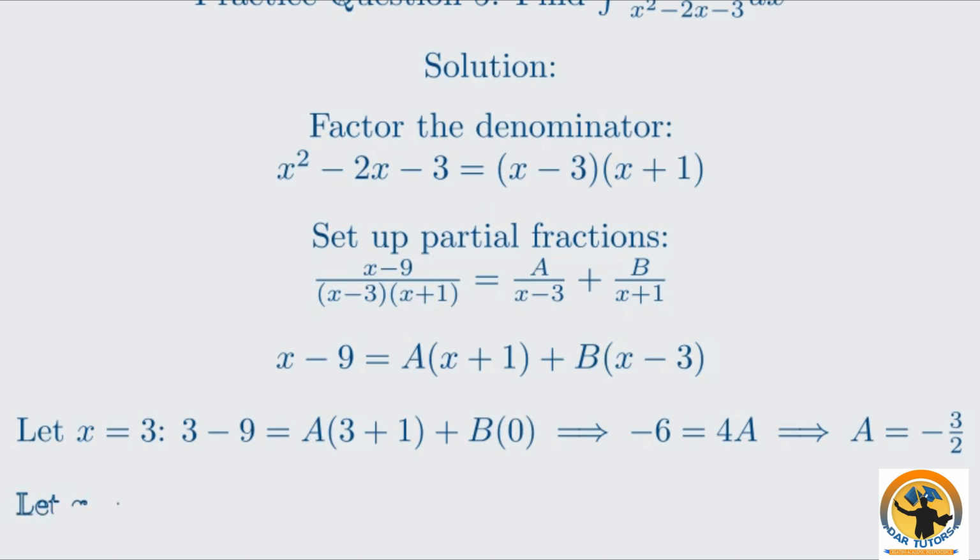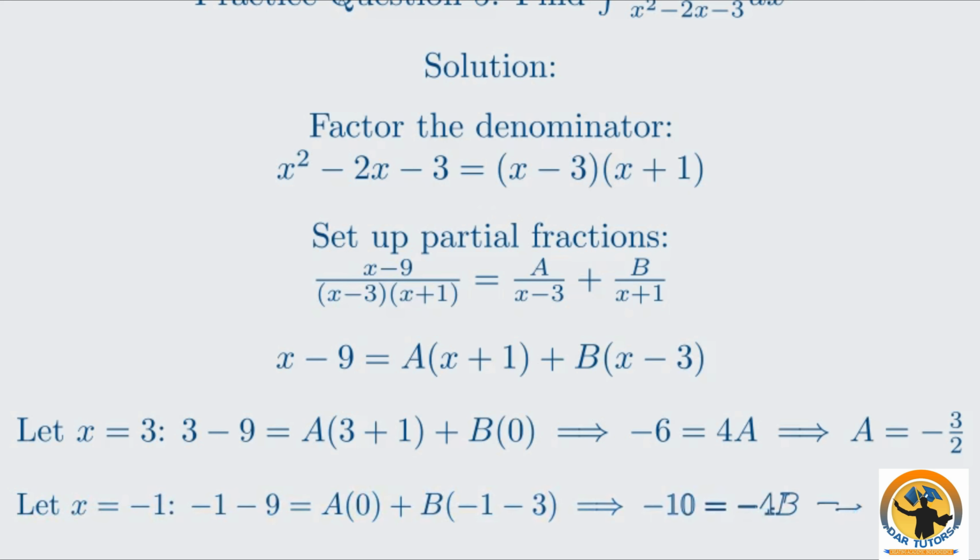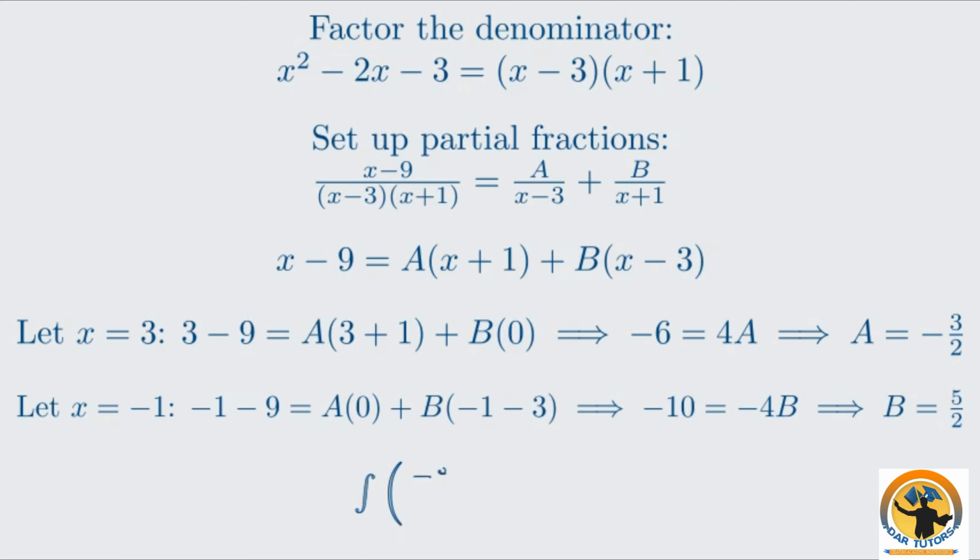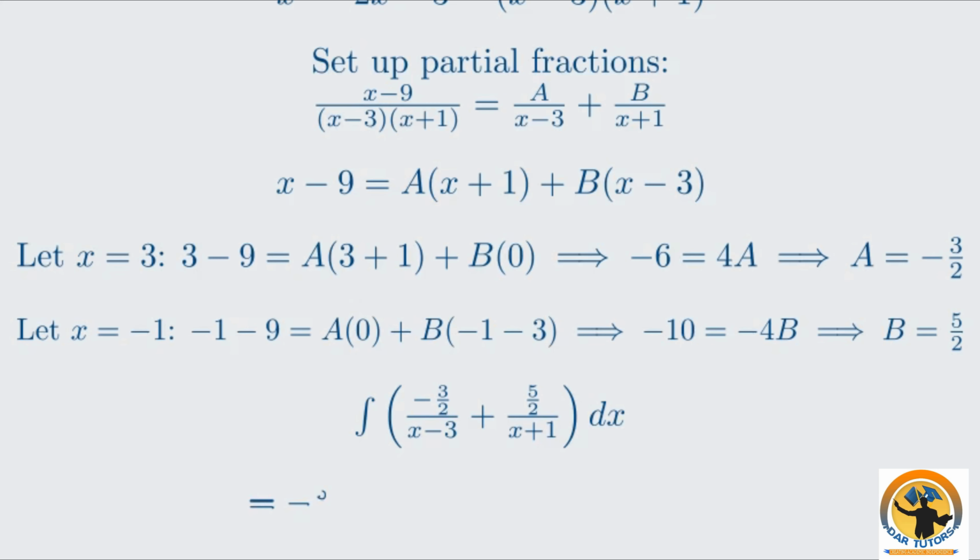To find B, we set x equals negative 1. This gives negative 1 minus 9 equals B times negative 4, so negative 10 equals negative 4B, and B is 5/2. Now we can rewrite our integral. It becomes the integral of negative 3/2 over (x minus 3) plus 5/2 over (x plus 1). Integrating each term, we get negative 3/2 times the natural log of the absolute value of (x minus 3) plus 5/2 times the natural log of the absolute value of (x plus 1) plus c.